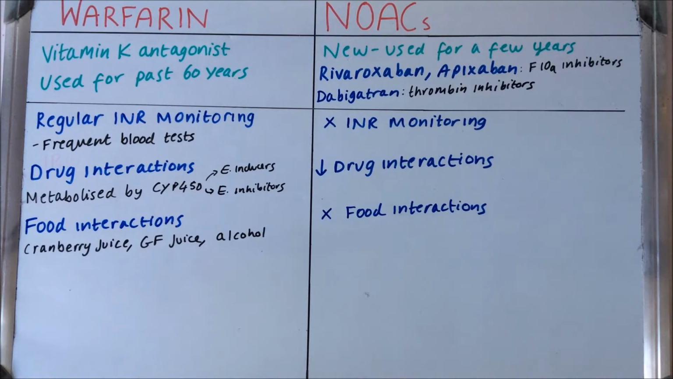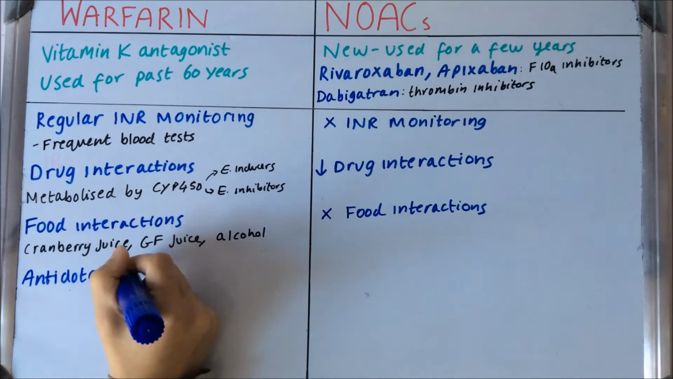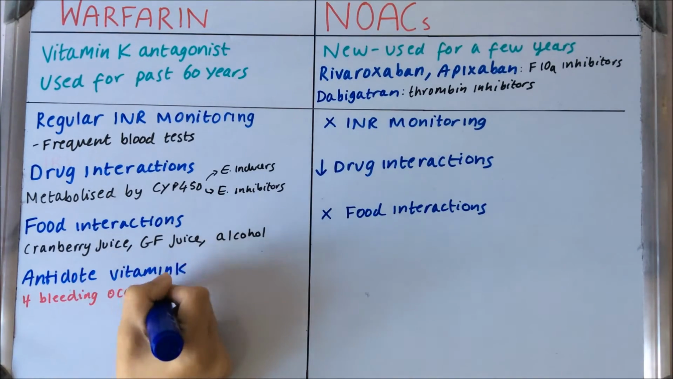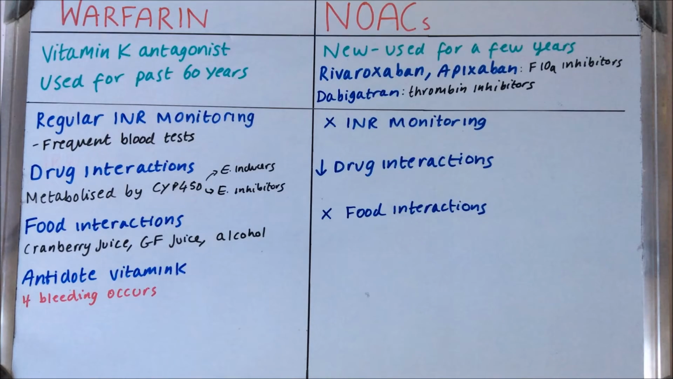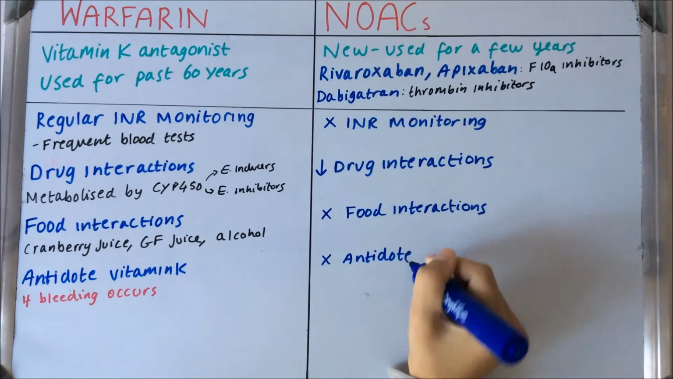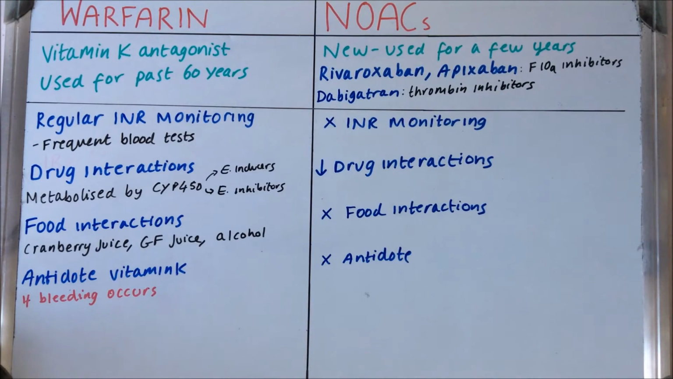As you know, anticoagulants have a risk of bleeding. If bleeding does occur as a result of warfarin, there is an antidote available to reverse the effects of the bleeding. The antidote for warfarin is vitamin K. However, if bleeding occurs with NOACs, there is currently no antidote for this. This causes a big problem in the use of NOACs.